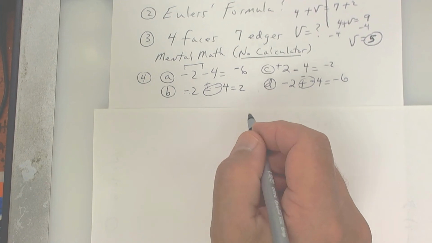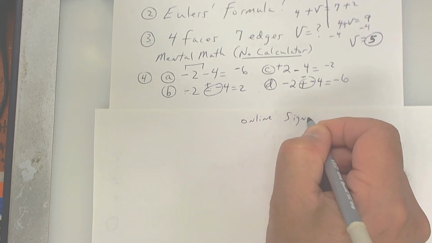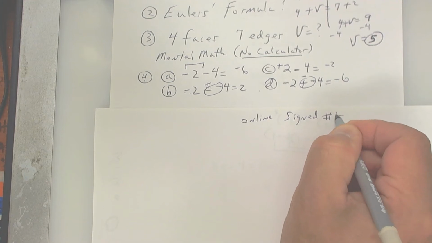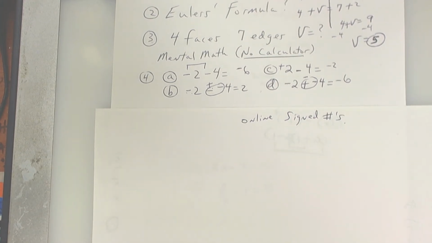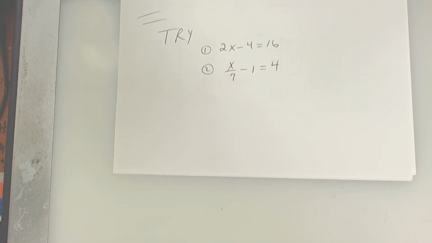If you missed any of these, that is something you need to learn. And so what you're going to do is go online and look for signed numbers. You need to do that. Make a point. Write it down. Okay, the sooner you learn this, the better off you'll be. All right, let's go on here. On a new sheet of paper, try those 2.